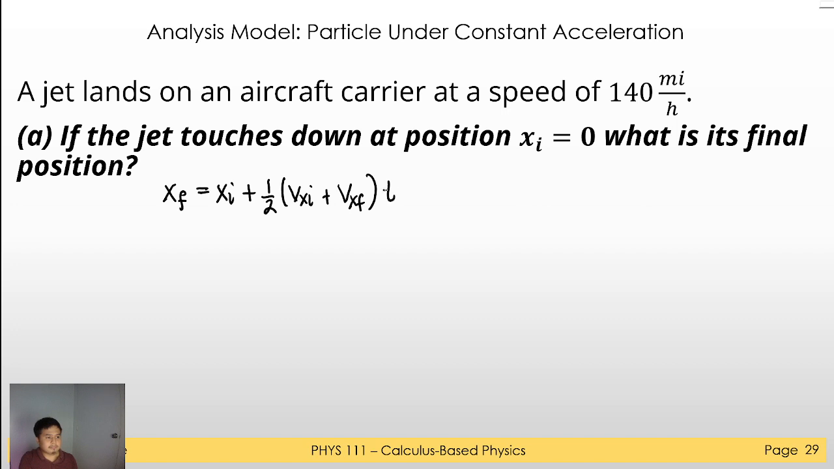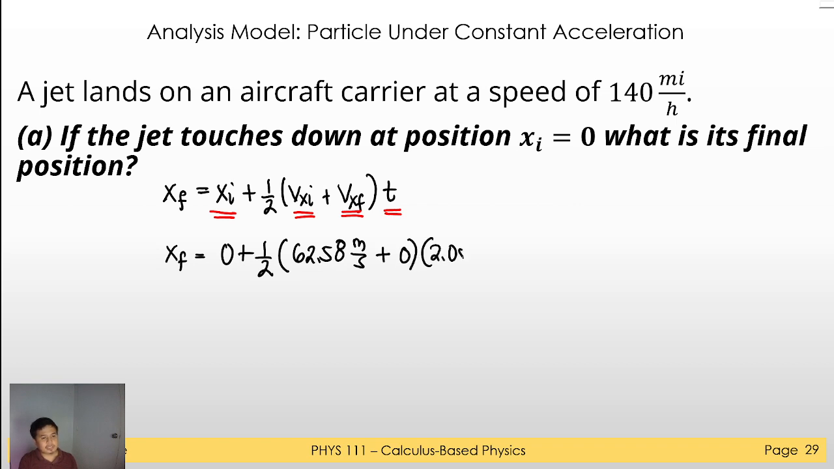the average of vxi and vxf, times time. We have a given here, xi, which is equal to 0. We got the time already. So we know that the initial position is 0, and the initial velocity is 62.58 meters per second. The final velocity is 0. The time is 2.0 seconds.